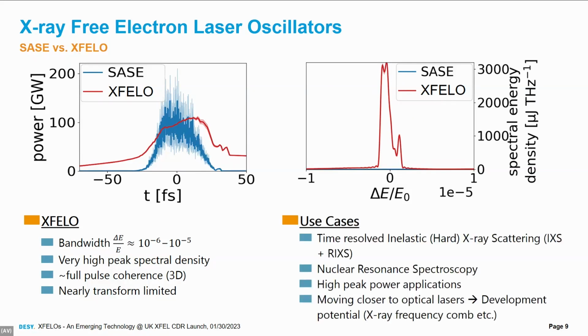So as we even heard before, this can be very interesting for time resolved inelastic hard X-ray scattering in the resonant or non-resonant modes, for example for the HED community, also for nuclear resonance spectroscopy, nonlinear effects. Also for high peak power applications, thinking about using this radiation as a seed for the next undulator, an afterburner. And what's especially interesting, I think, is we're moving closer to the optical lasers. So a lot of development we saw in optical laser science, we can basically port to the hard X-ray regime and see where this takes us, for example X-ray frequency combs and other things.